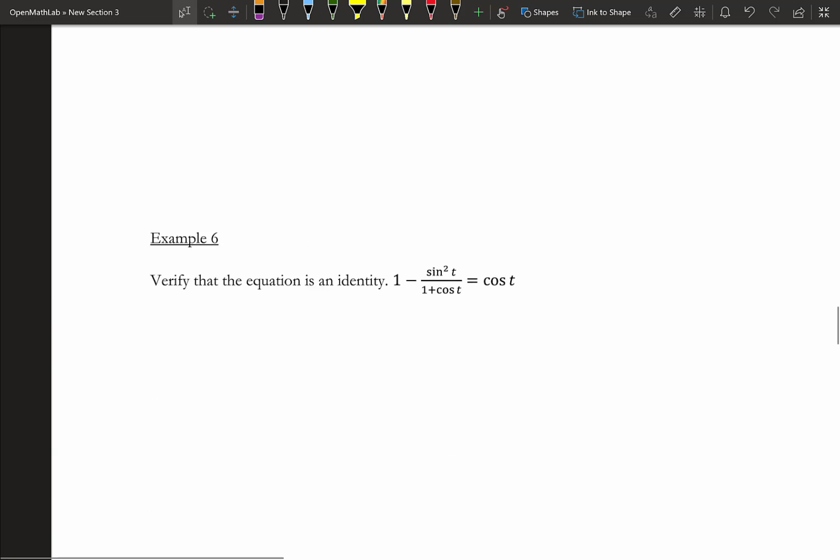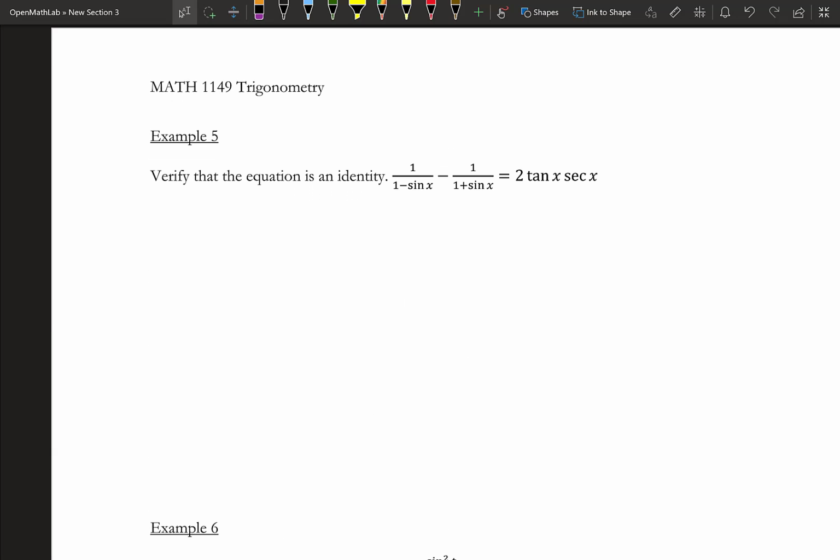So, ready for example 5. We want to verify that this equation is an identity, right? Similar idea. We have the left-hand side, which is equal to 1 over 1 minus sine x minus 1 over 1 plus sine x. Again, we have two fractions being subtracted with different denominators. So maybe I would start by trying to get common denominators with the fractions.